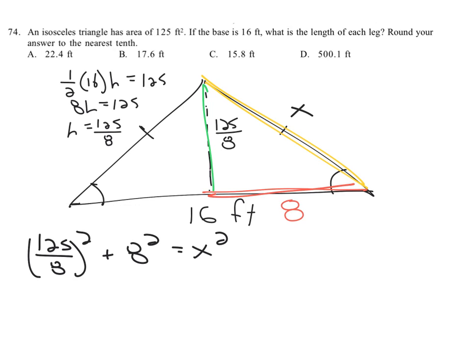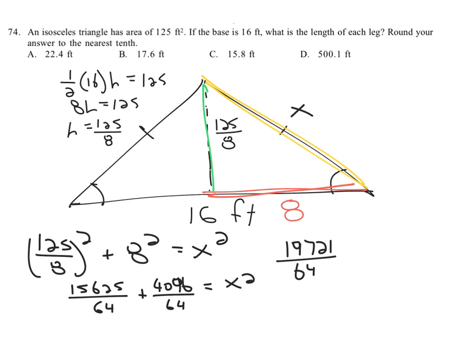Okay, that equals 15,625 over 64 plus 8 squared is 64 equals x squared. Okay, and if we turn 64 into having the same denominator, so we can add them together, we've got 4,096 over 64. And now if we add them together, 4,096 plus 15,625, that is 19,721 over 64 is equal to x squared.